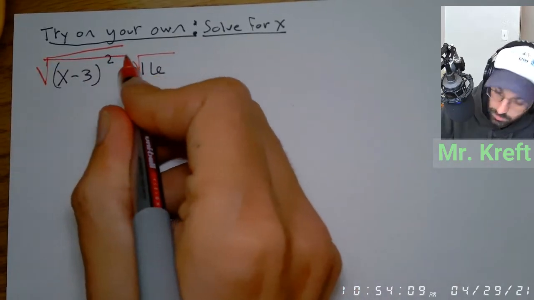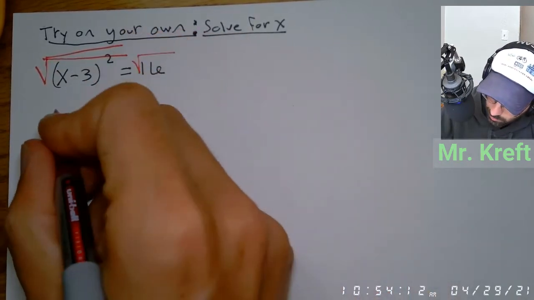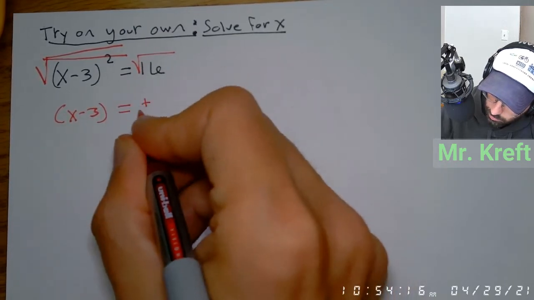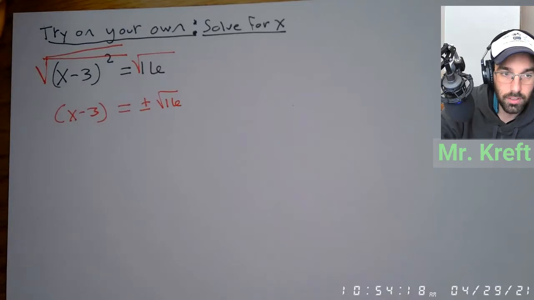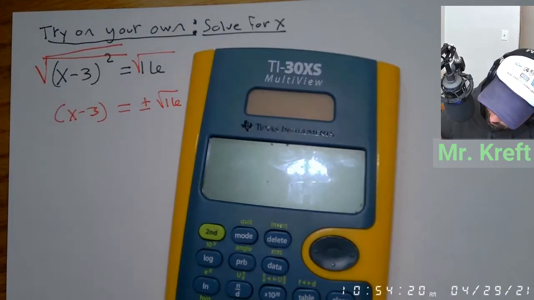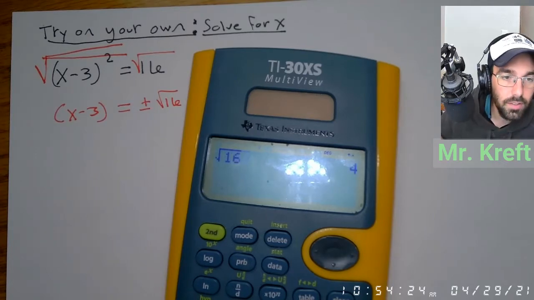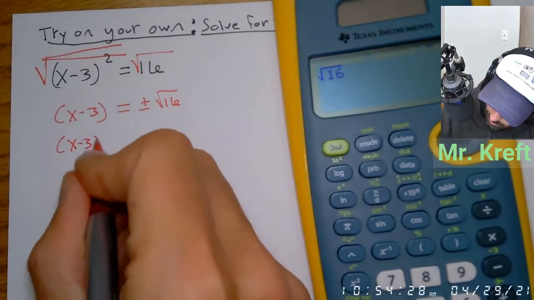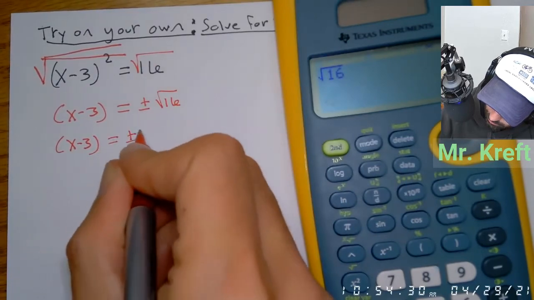Okay, so the square and the square root go away. So I'm left with x minus 3 equals plus or minus the square root of 16. So let's figure out what the square root of 16 is. So the square root of 16 is 4. So I'm going to have x minus 3 equals plus or minus 4.